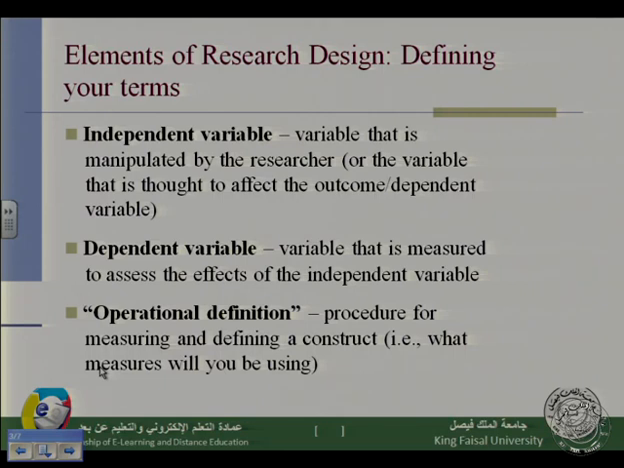So let's define independent variable. It is the variable that is manipulated by the researcher, or the variable that is thought to affect the outcome, or the dependent variable. So the variable that affects the other variable is called independent. And in our example, computers are going to affect learning. So computers are the independent variable.